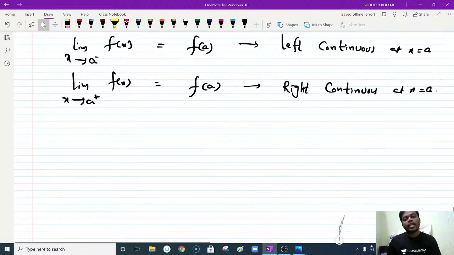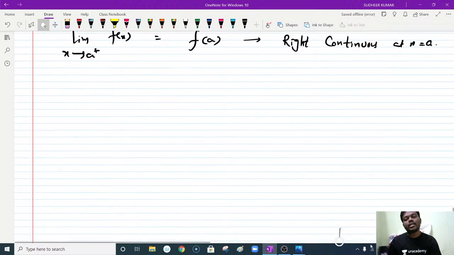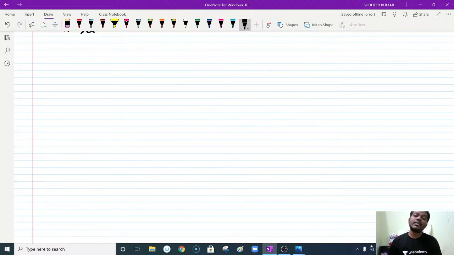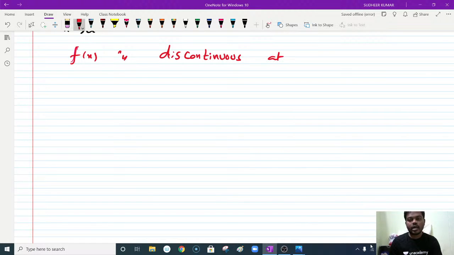So instead of finding the point where it is continuous, it is easy to find when it is discontinuous. So the function f of x is discontinuous at x equal to a, for the following conditions.